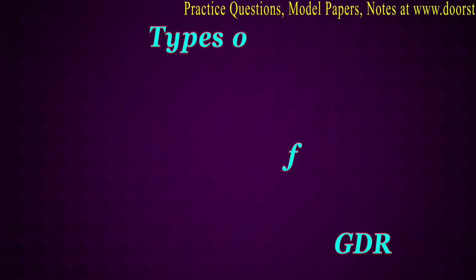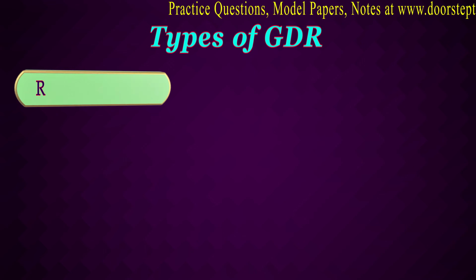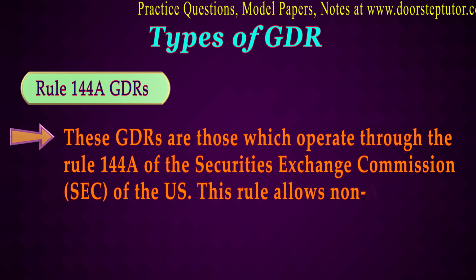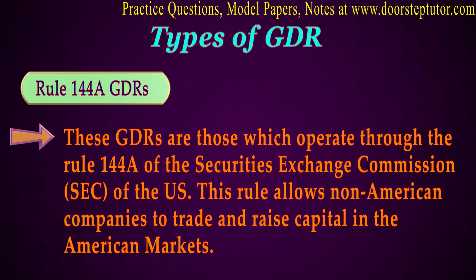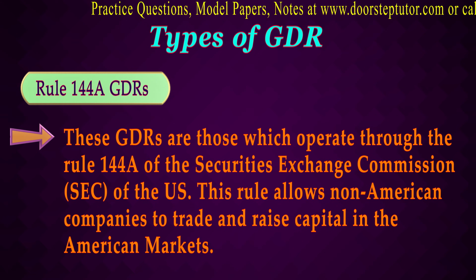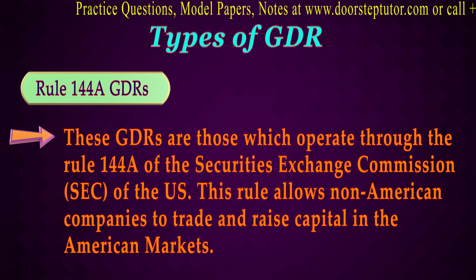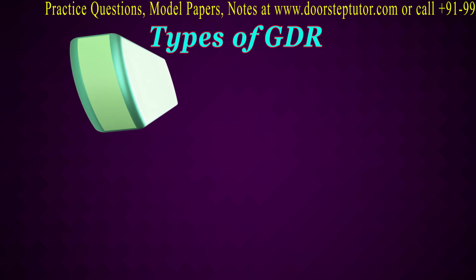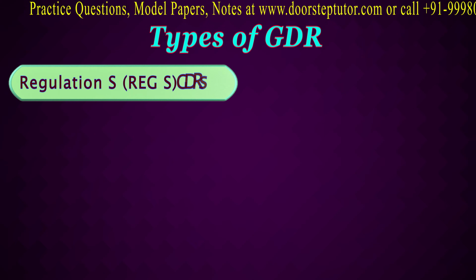Next topic is types of GDR. First is Rule 144A GDRs. These GDRs are those which operate through Rule 144A of the Securities and Exchange Commission of the US. This rule allows non-American companies to trade and raise capital in the American market. Fine. And second is Regulation S GDRs.